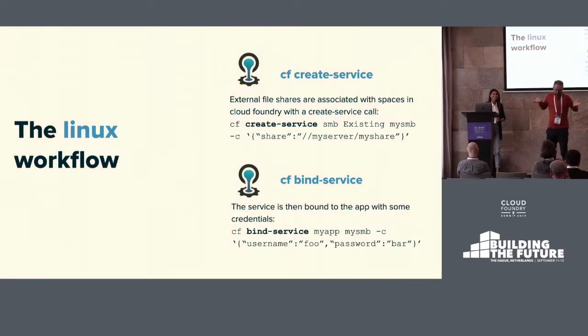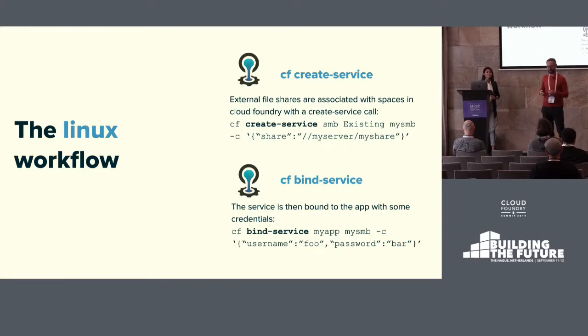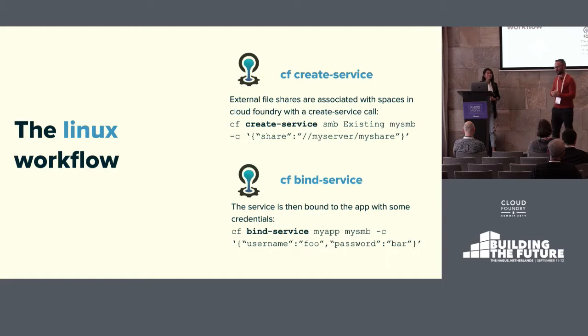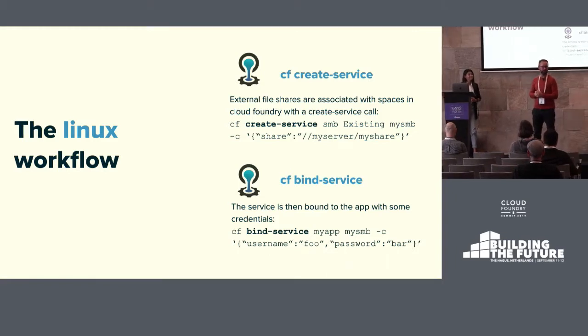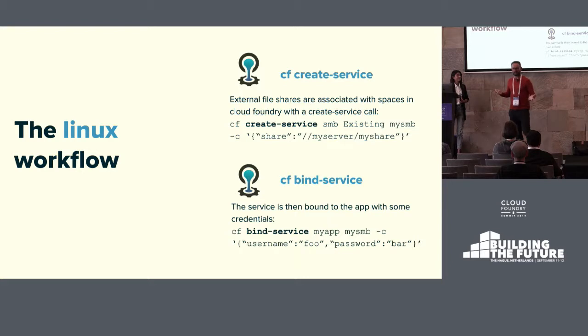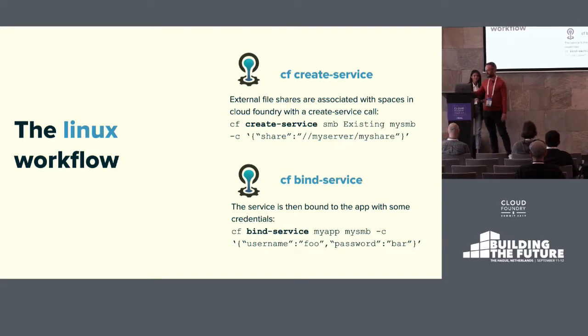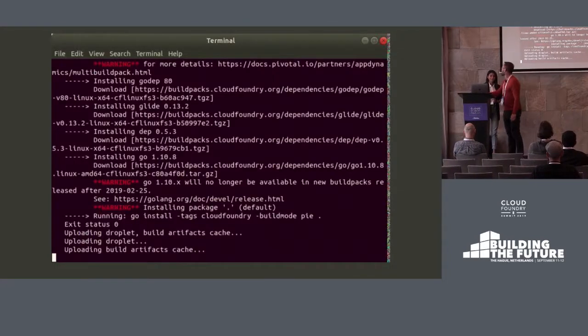So home, for at least as far as we were concerned on the Volume Services team, looks like the Linux workflow. And that for us is creating a service which represents some remote mount of a file system and then binding that service to your app. And that in turn causes that mount to become available to your container. And so what that kind of looks like, let's see if we can make this go.